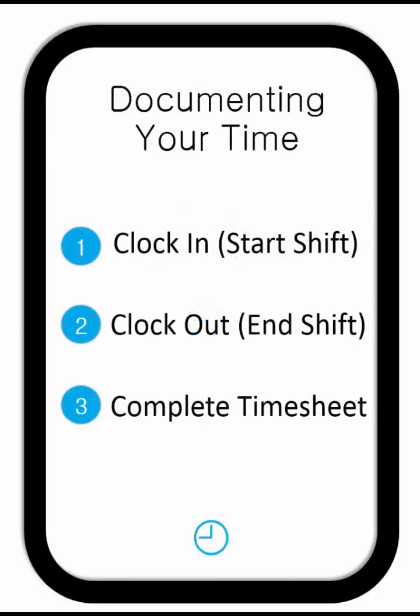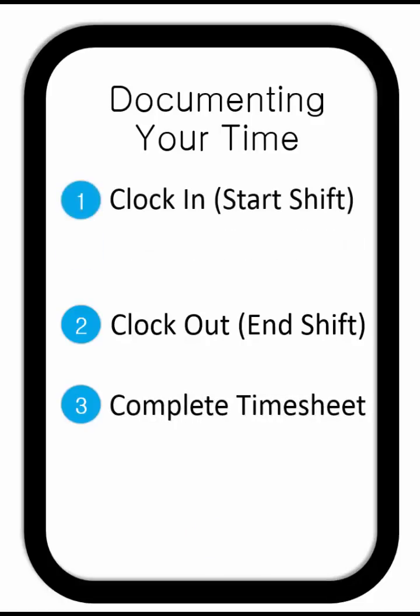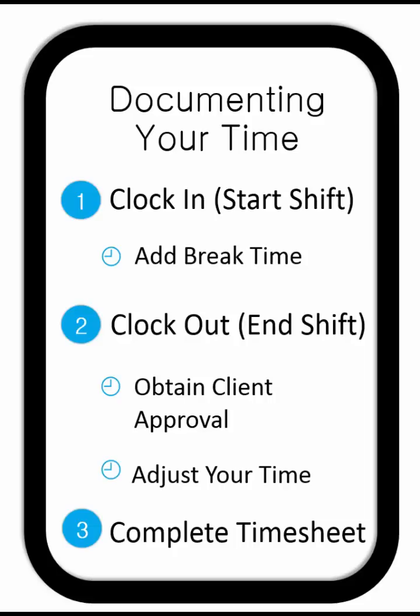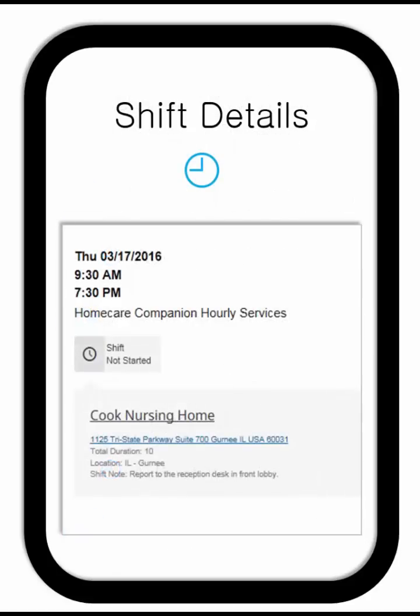There are three primary steps to documenting your time: clock in, clock out, and complete or submit your timesheet. Some offices also capture breaks for staffing shifts. Other offices might capture the client's signature for approval of time worked. And some may allow you to manually adjust your time on the customer timesheet. So let's look at the basics.